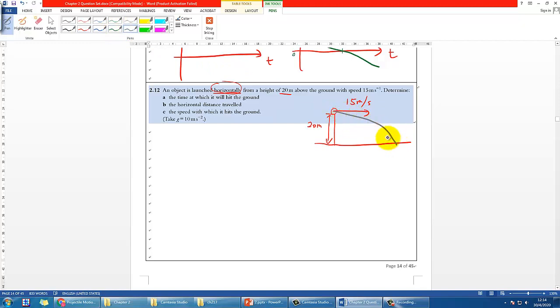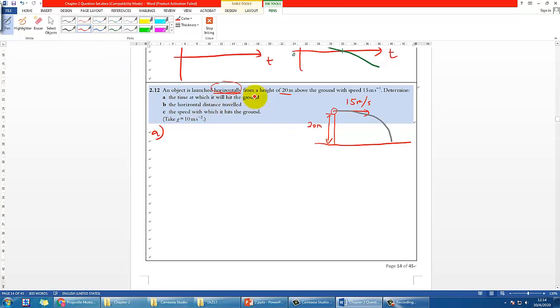So this is how it looks, and of course intuitively you should be able to imagine it's probably something like this, or maybe I can refine the curvature a little bit more. I think probably like this usually. So it's just an idea. For part A, it asks you the time when it hits the ground. So this is a very good example.